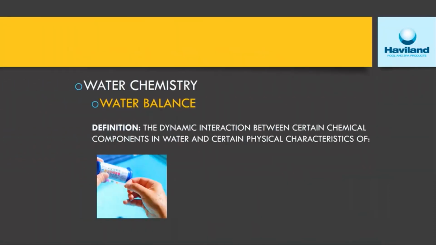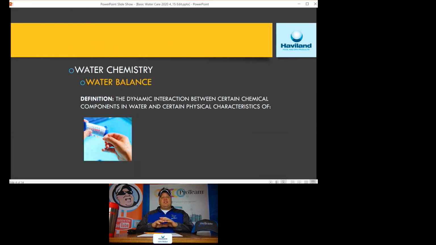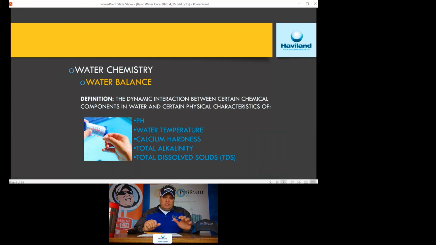When we talk about water balance, we're actually talking about some specific factors that we look for to make sure that the water stays healthy. Those factors are pH, water temperature, calcium hardness, total alkalinity, and something called total dissolved solids. Now, total dissolved solids doesn't get talked about too much in the world of water balance, but I want to make sure that we touch on this and you understand it. We'll get to that later, but understand that it's an important factor that often gets overlooked.